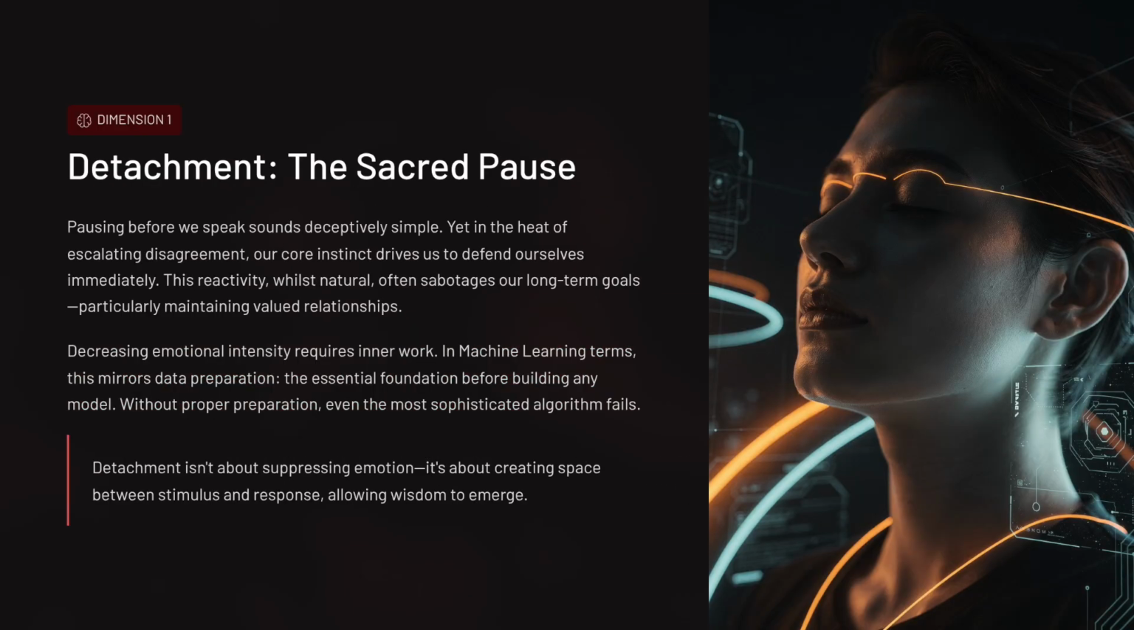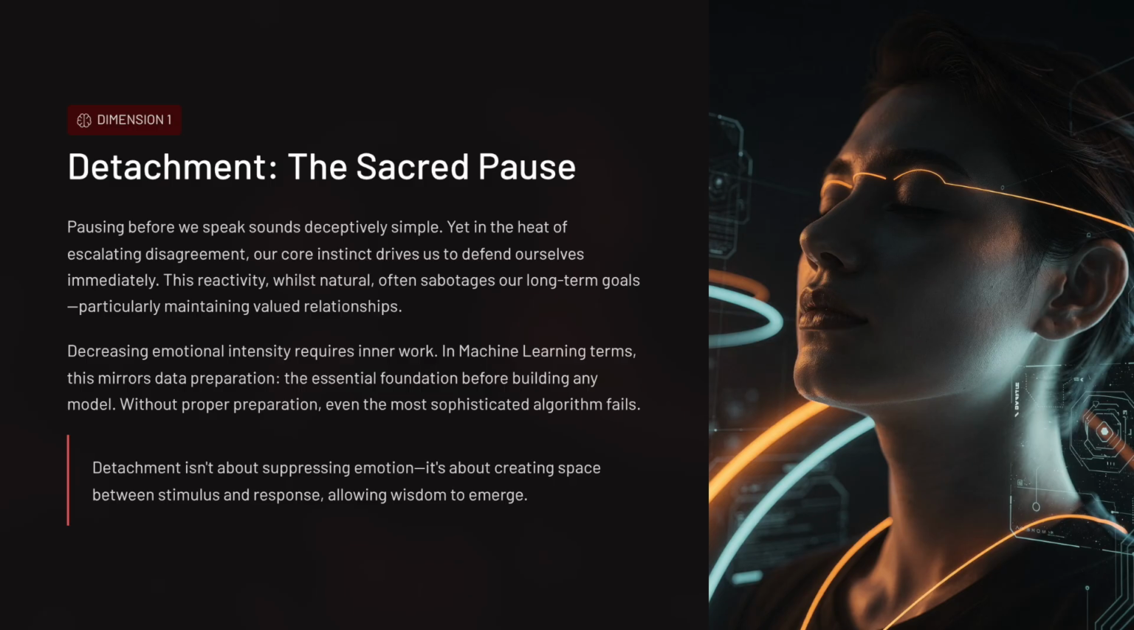Detachment, the first dimension. Pausing before we speak. Sounds easy, right? As each and every one of us has inevitably experienced throughout our lives, our core instinct is to defend ourselves. However, in the heat of an escalating disagreement, our reactivity is very likely to sabotage our long-term goals, such as maintaining the relationship.